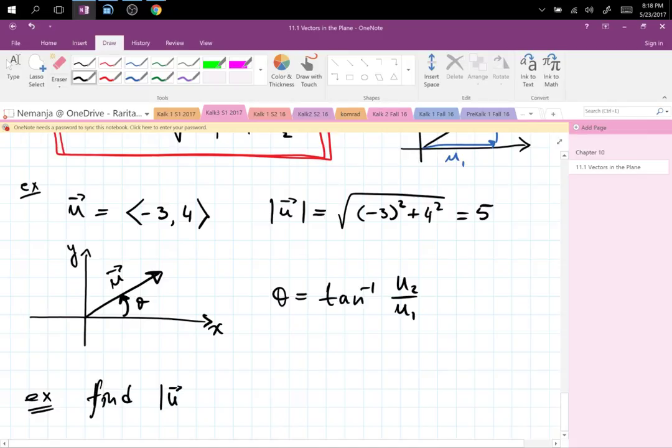Find the magnitude and direction for 3, -7. Now, generally, you use a calculator, and make sure it's in degrees if it's not going to give you some nice value. Go on.